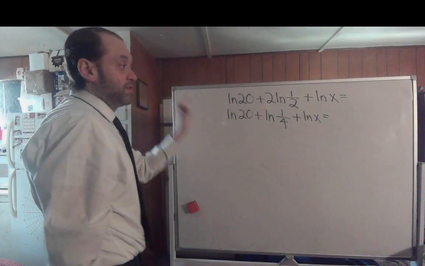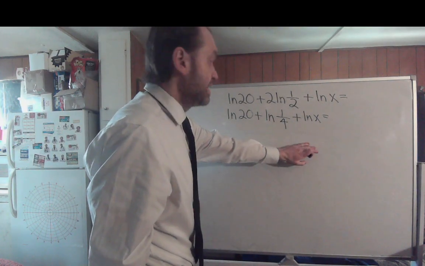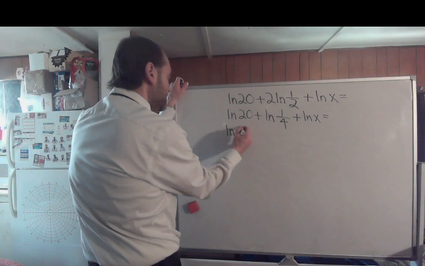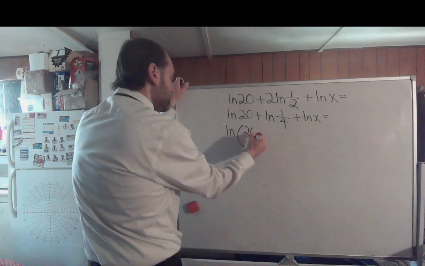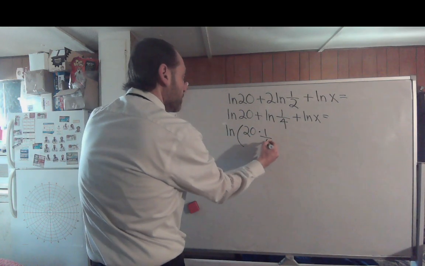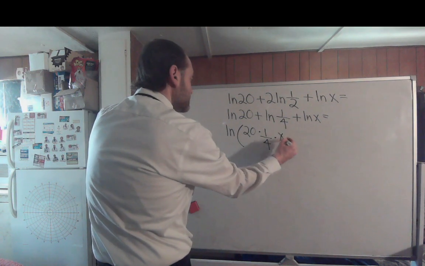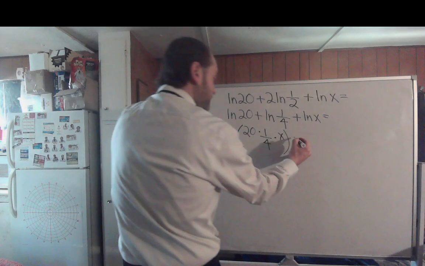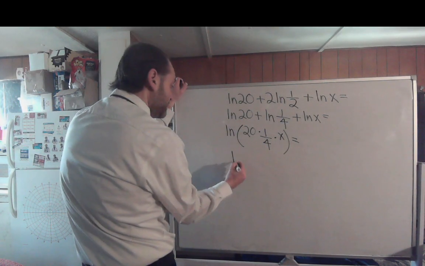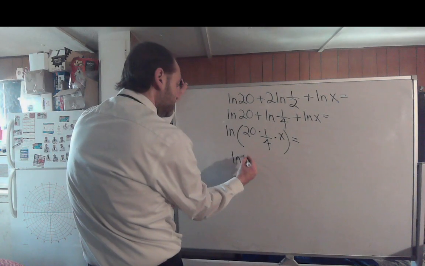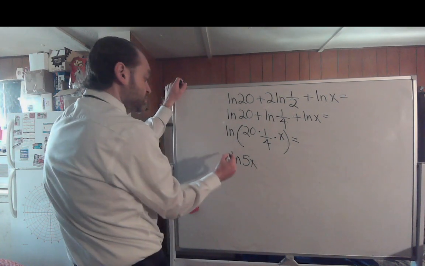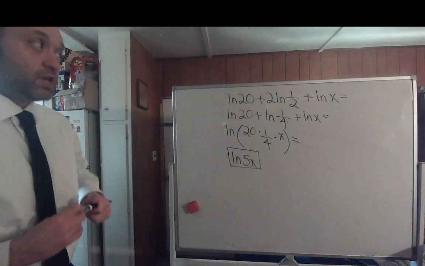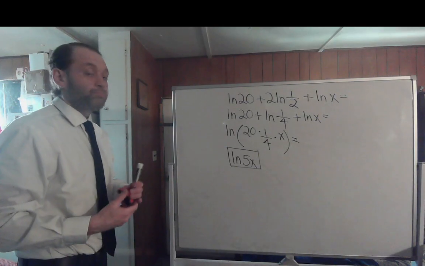Now that we have 3 separate logs added together of the same base, this is a product rule. You'll take the ln of 20 times 1/4 times x. Alright, so what is 20 times 1/4? That's 5, right? Basically, this is just the ln of 5x. So this will simplify into the natural log of 5x.